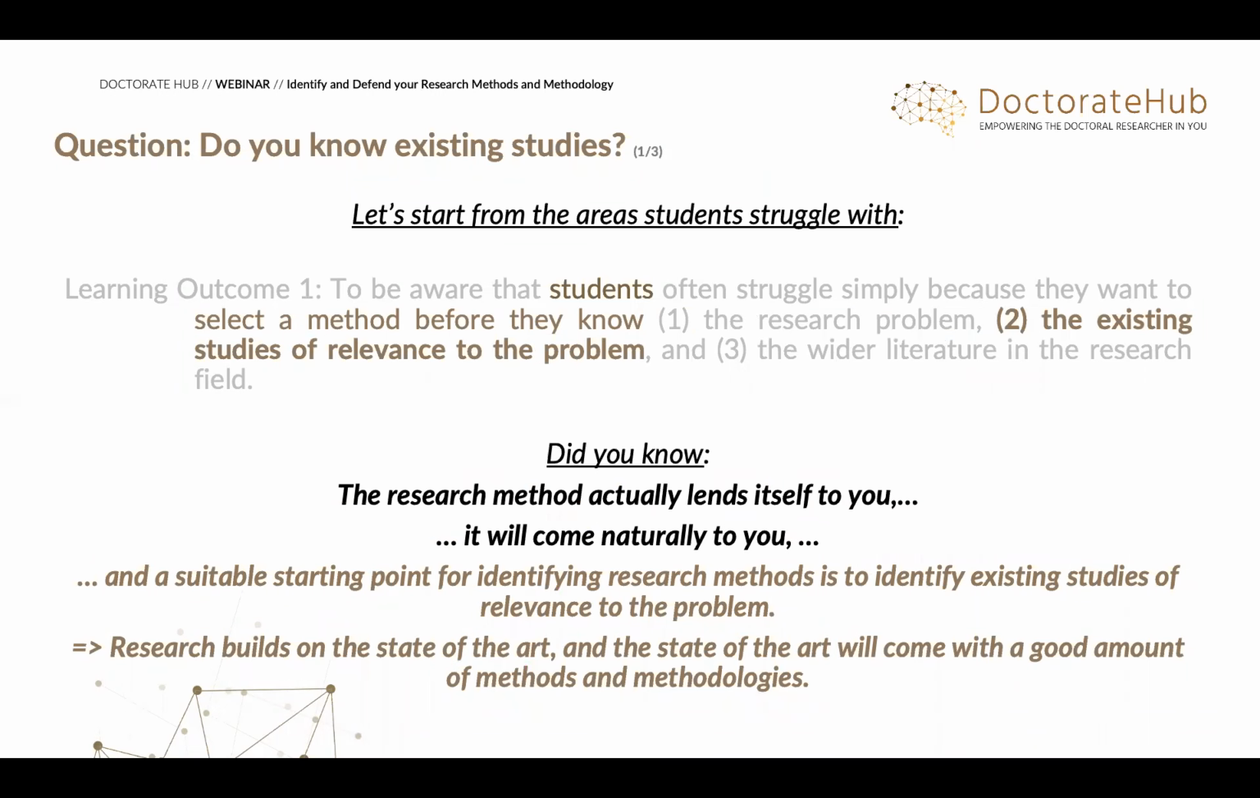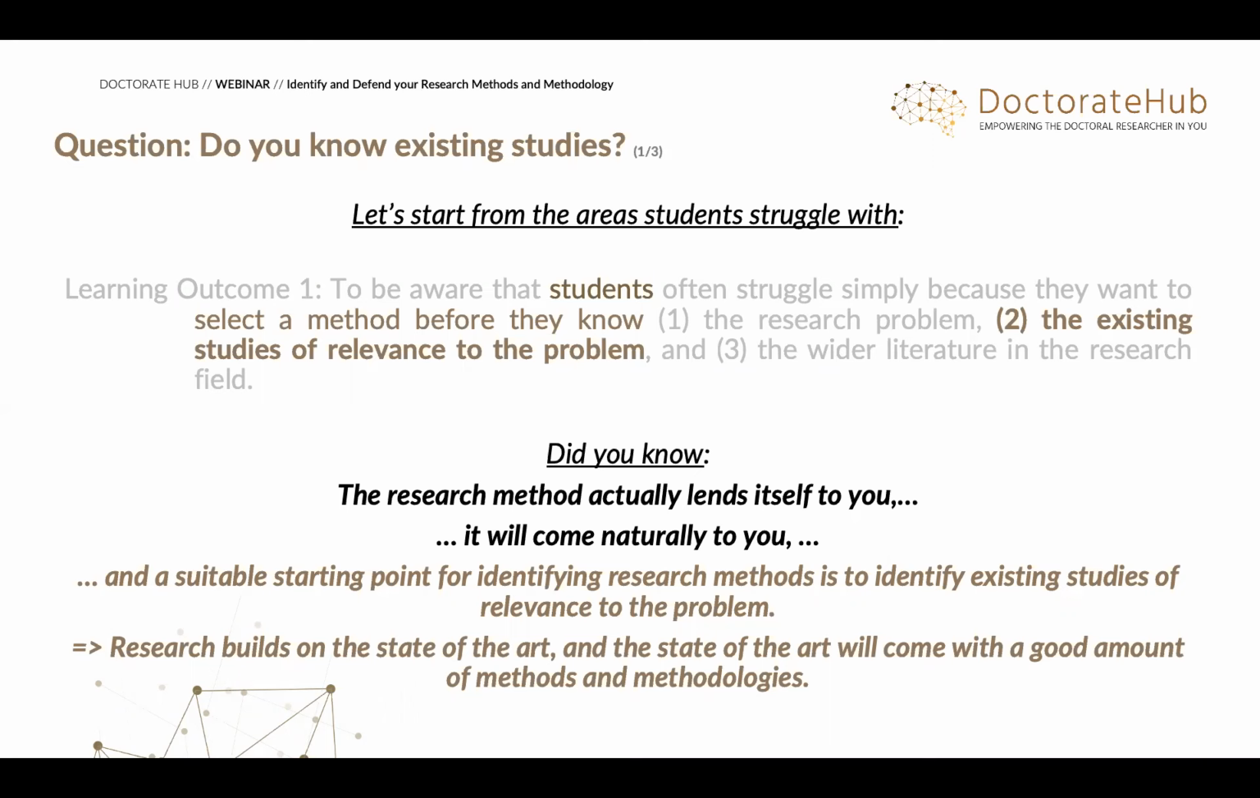Now, then the second struggle reason comes in, because you are asked to select a method actually before you know about the existing studies of relevance to the problem. Now, obviously you can read a lot of literature, but that lots of literature wouldn't guide you unless you have a clear understanding about the problem, and therefore what is of relevance to the problem.